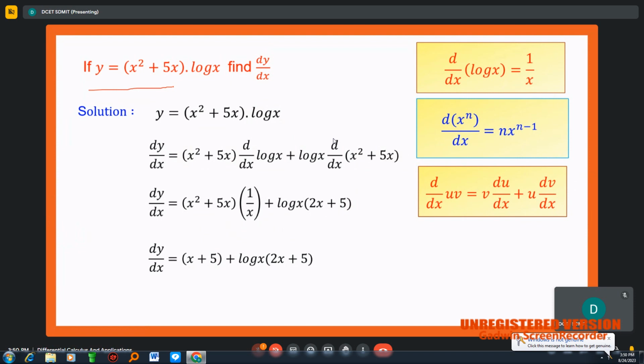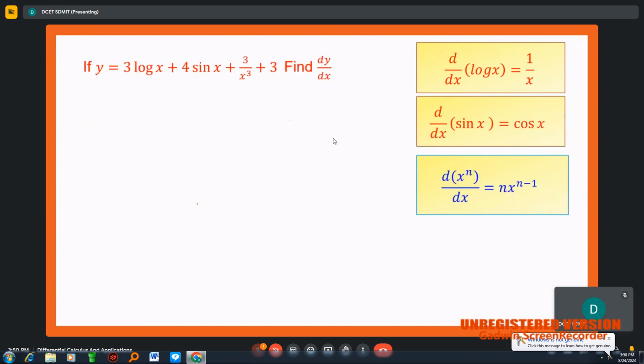Yes. Next problem, see here. If y is equal to 3 log x plus 4 sin x plus 3 divided by x cube plus 3, we have to find out dy by dx. Given the function y is equal to, how much is given here? Given the function y is equal to 3 log x plus 4 sin x plus 3 by x cube plus 3.